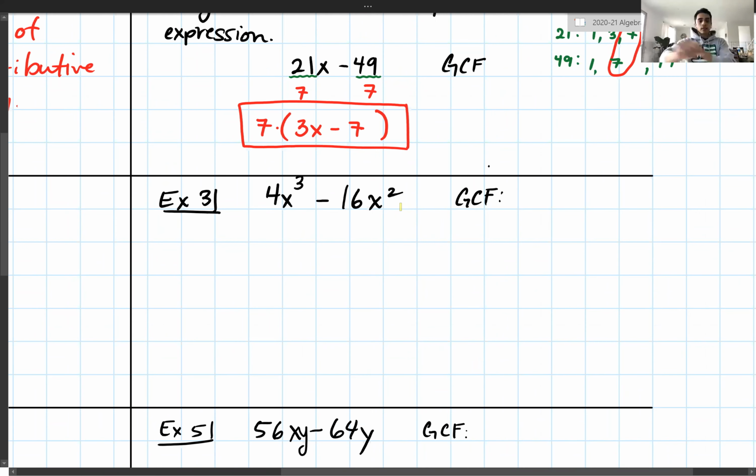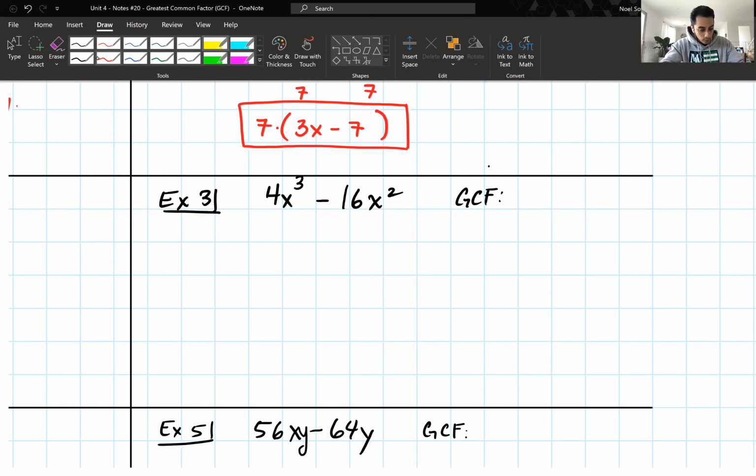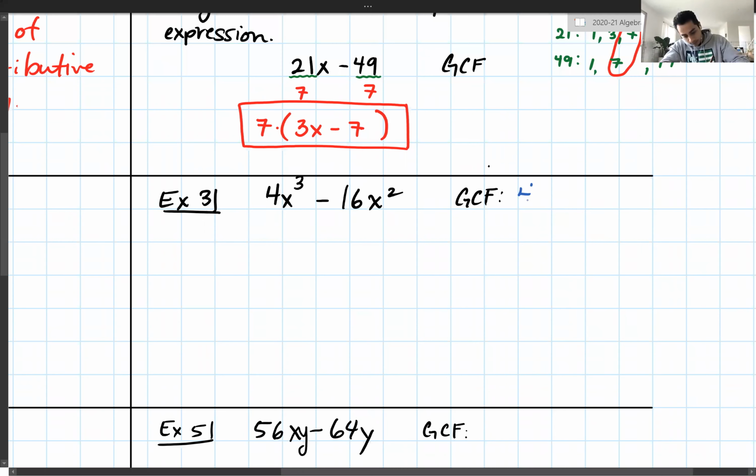Okay. So with this type of example, notice how now you have a 4x to the third minus 16x squared. You can identify that between the 2 numbers, 4 and 16, you might be able to see the greatest common factor there. What do you think it is? Yeah, it's 4, right? I see 4. So the greatest common factor is 4.